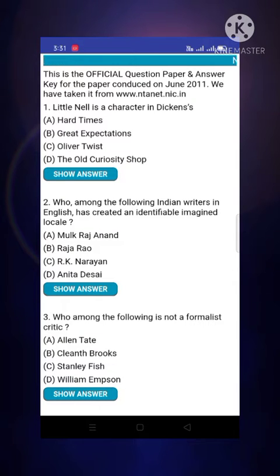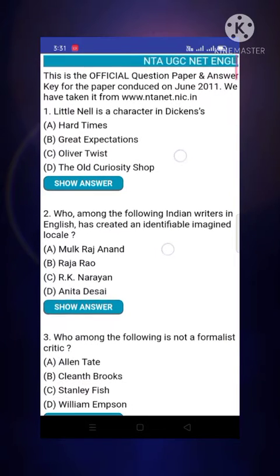This is the official question paper and answer key for the paper conducted in June 2011. This question paper is of the subject English.